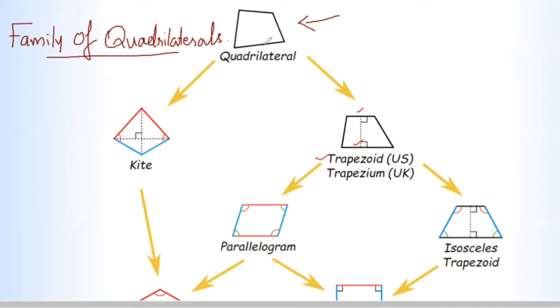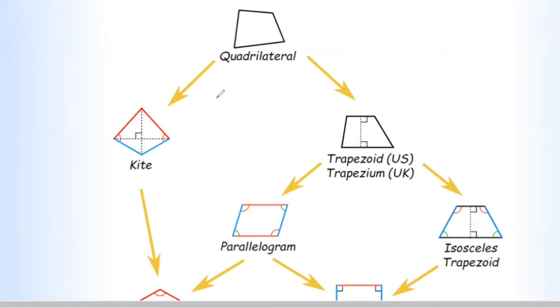So these two are special types of quadrilaterals. In a quadrilateral, if one more condition is applied, we will get a kite. And if we apply another condition, we will get a trapezoid. So trapezoid and kite are two different kinds of quadrilaterals.